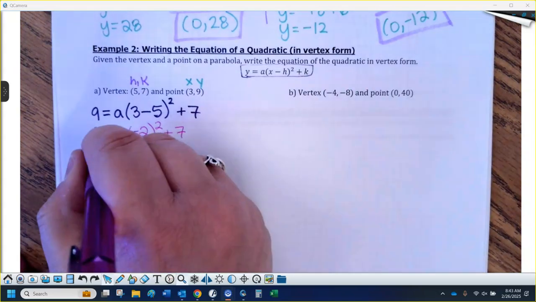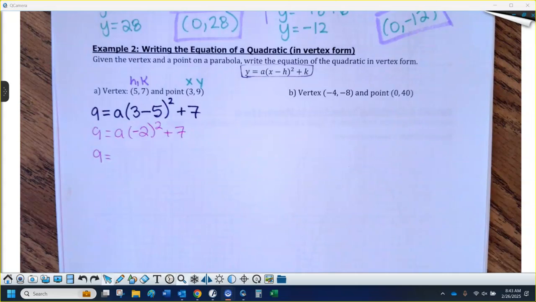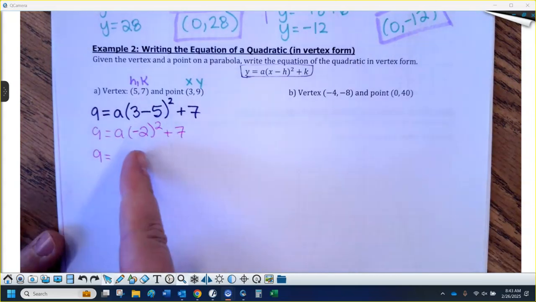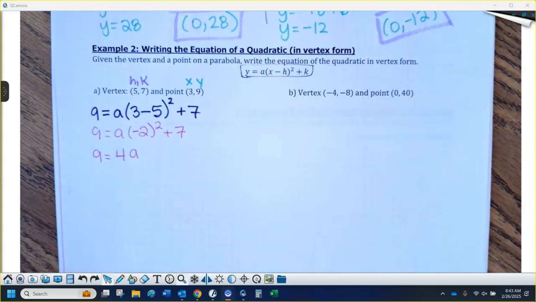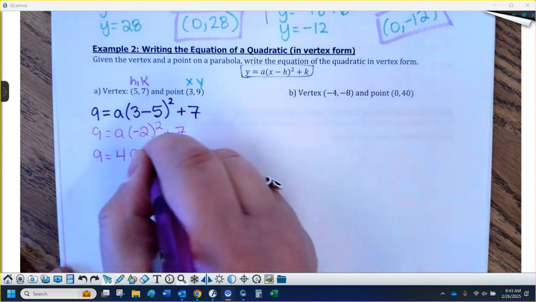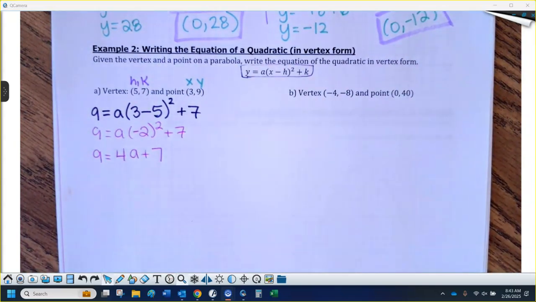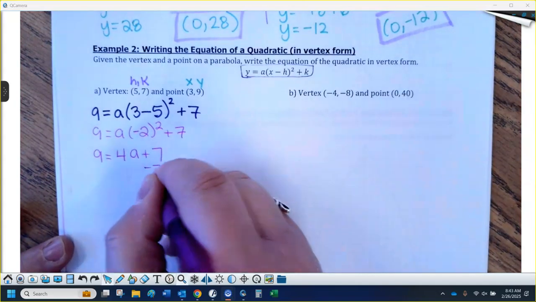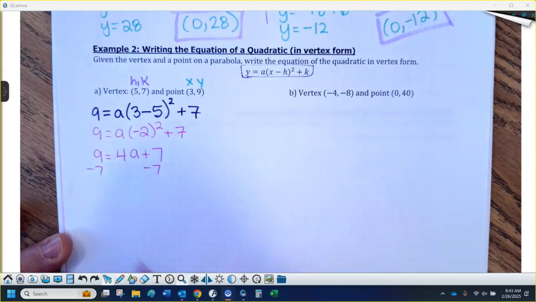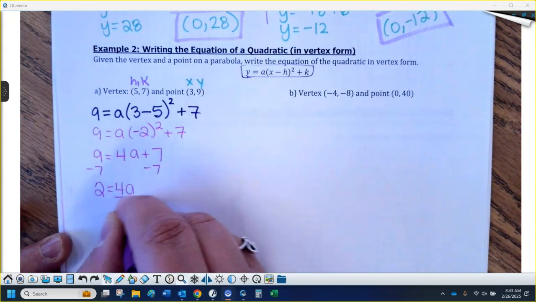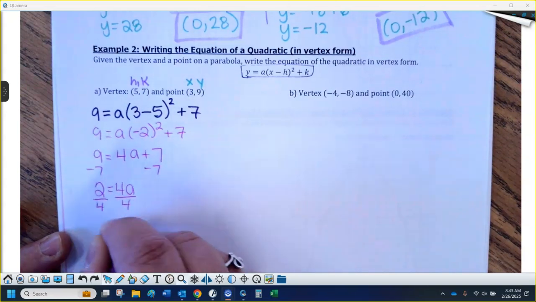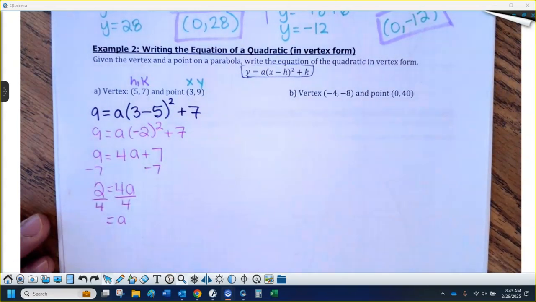Does anybody know what I get when I square negative 2? 4, right? Okay, so this becomes 4. I'm going to write 4a. I'm just going to put the number in front of it. Plus 7. And we're really just solving this little equation for a here. So I'm going to subtract the 7. 9 minus 7 would give us 2 equals 4a. And I'm just going to divide both sides by 4 real quick. What is my a value? Don't say 2.